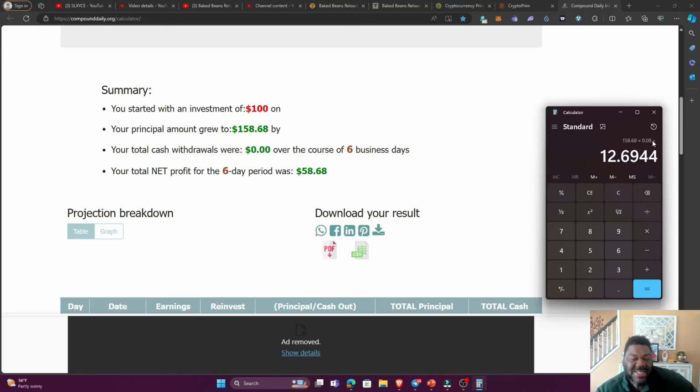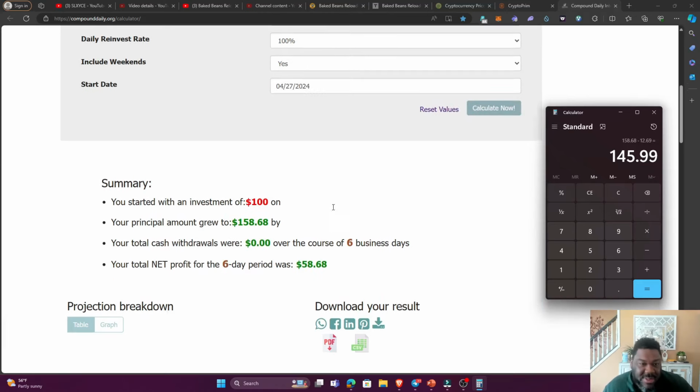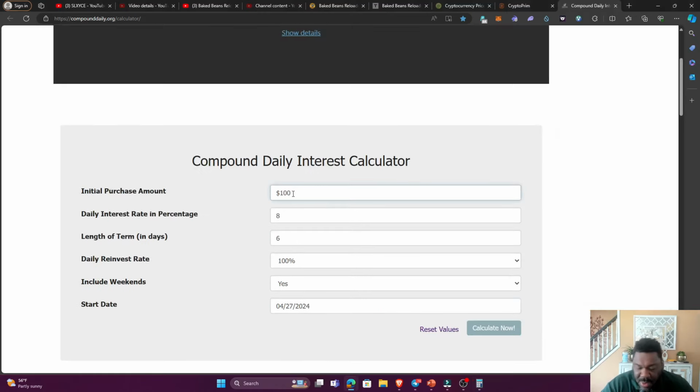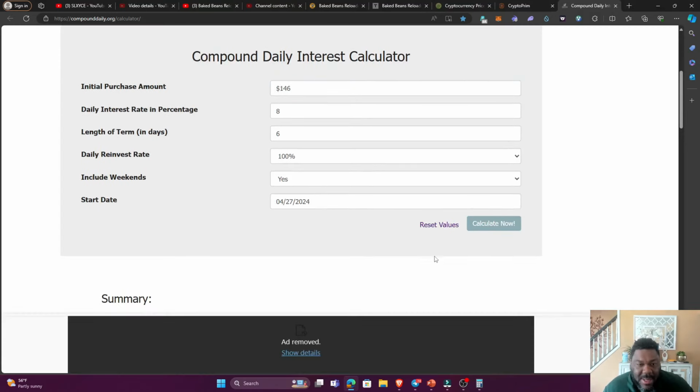So let me show you what's going to keep on happening. I'm not going to bore you too much, but I want to show you these numbers real quick. We got $12.69 here. So what I'm going to do is go back to the $158.68 minus $12.69, and I got $145.99. So let's round that up to $146. Let me go over here and put $146. Of course, everything is the same, and calculate now.